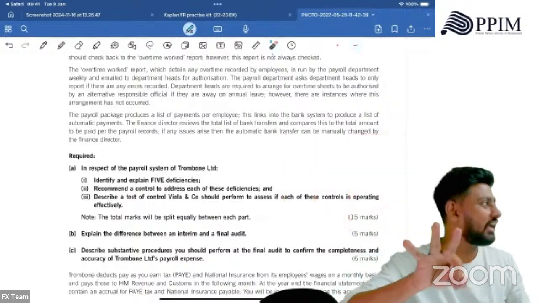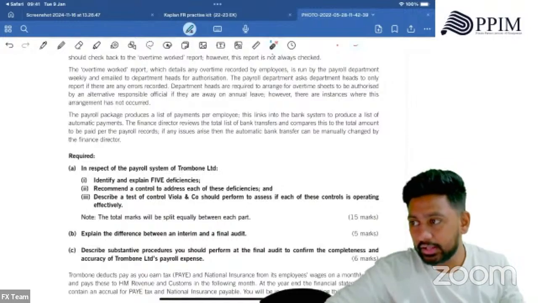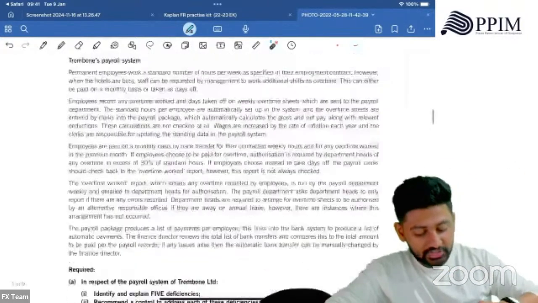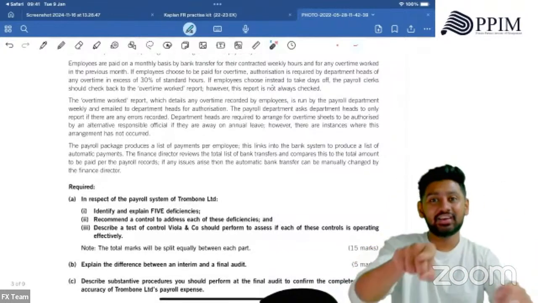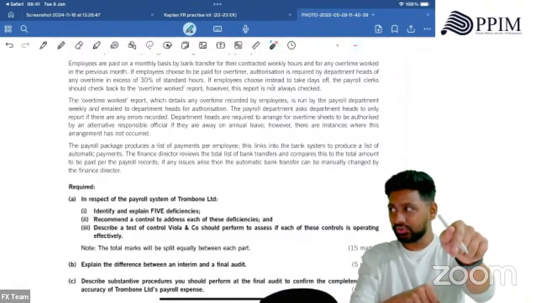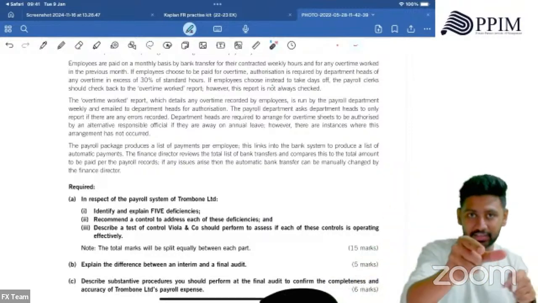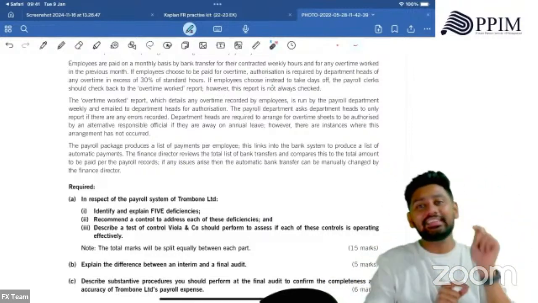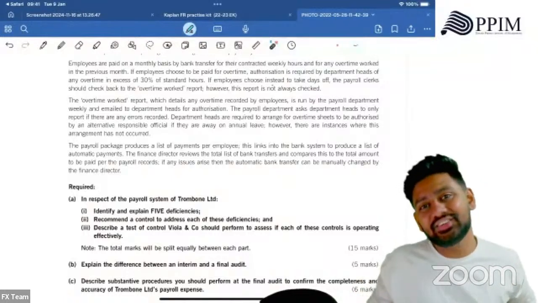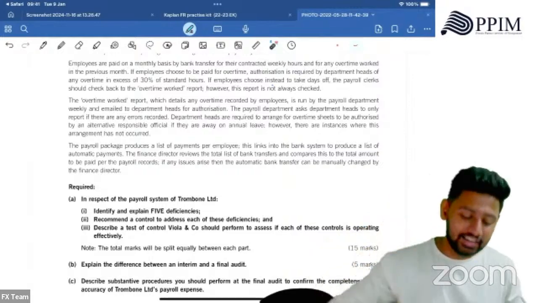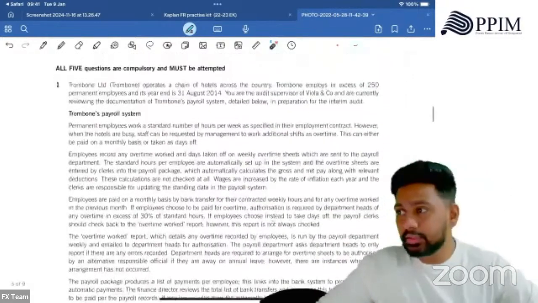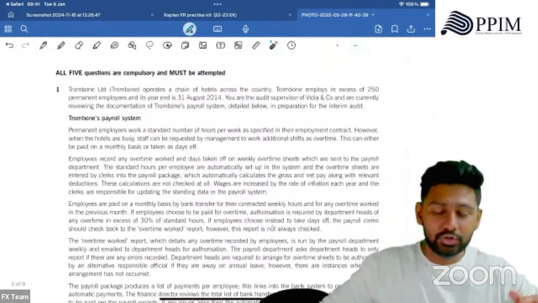Three things, three areas of examiner's favorite area. Identify from the scenario. Explain why it is a problem. Recommend a control. You bring in a control. You have to think of a control. And then the control that you bring in, if you are an auditor, how will they test the control? Test of internal control system. Don't worry, I'll exactly take you through this question because this question is a very examinable question.